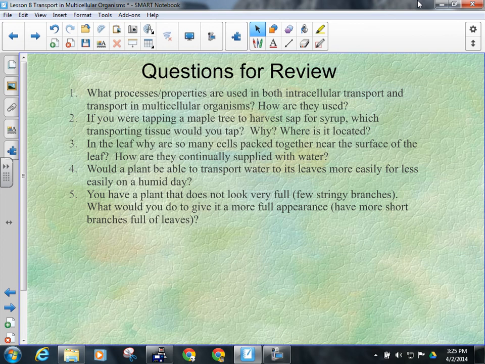Number five, you have a plant that does not look very full. That means it only has a few stringy branches. If you want it to have a more full appearance, what should you do? Trim it, yeah, cut it back, make it grow from further back, and it'll grow more leaves.